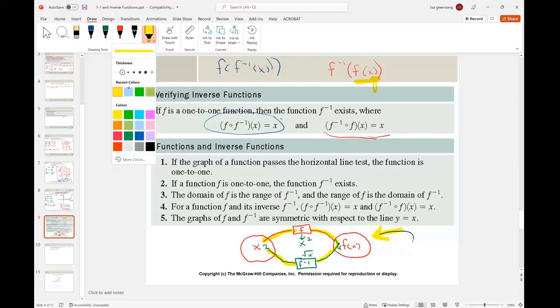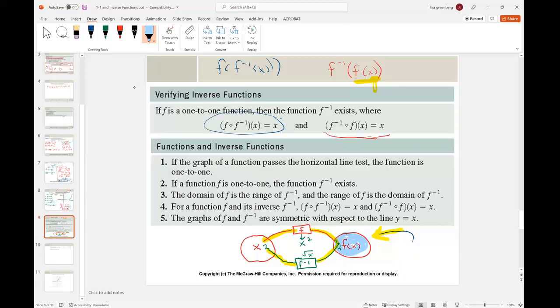If I go the opposite way, this is actually now where I start. I'm starting here for this function because that's my input. I'm going through the inverse and getting to my x value, and then I'm putting that value through my function and going back to where I began. So that's why it's this big circle. Where you start, if you go through both of those functions, you end up in the same place. Does that make sense?